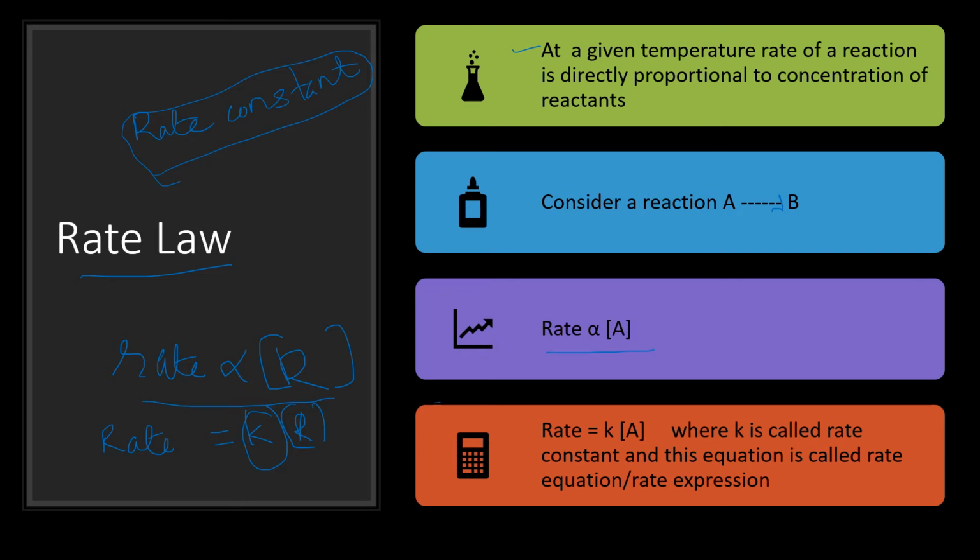So what is rate law? Well, we will discuss once again. At a given temperature, the rate of a reaction is directly proportional to the concentration of reactants. Or we can write rate is equal to a proportionality constant, we are using K, into R, where K is called rate constant.